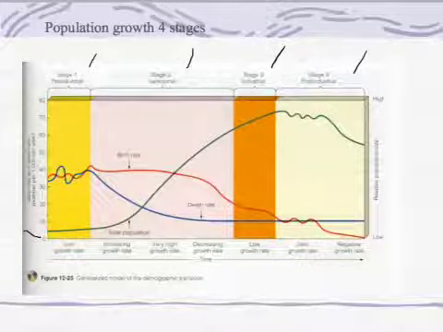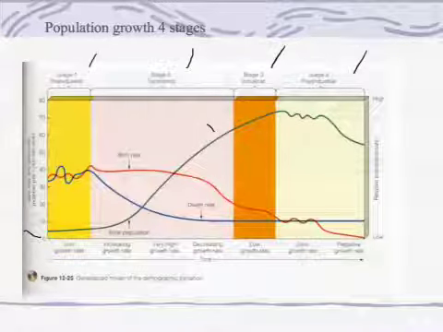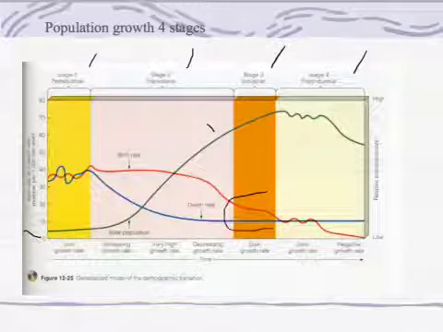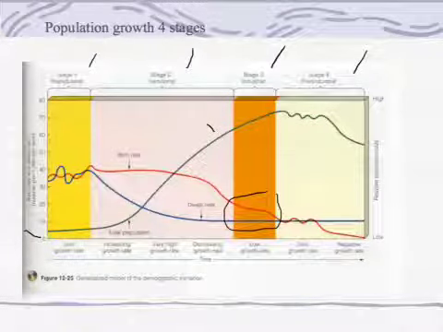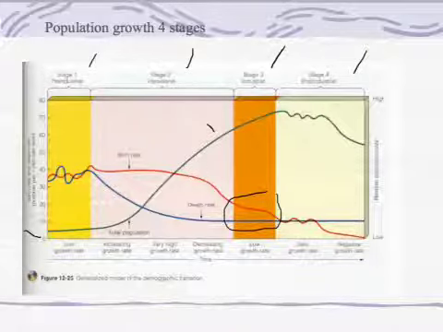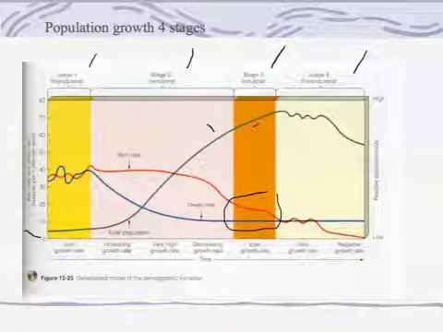After that, and that's what you see here in this green line, you're going to have the industrial stage, and here we're hopefully reaching the carrying capacity, and our death rates and birth rates are leveling out, and our population is leveling out into that carrying capacity range.